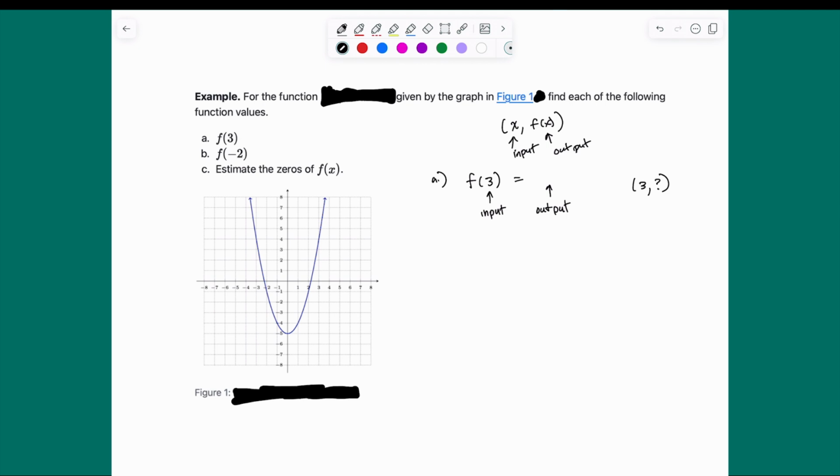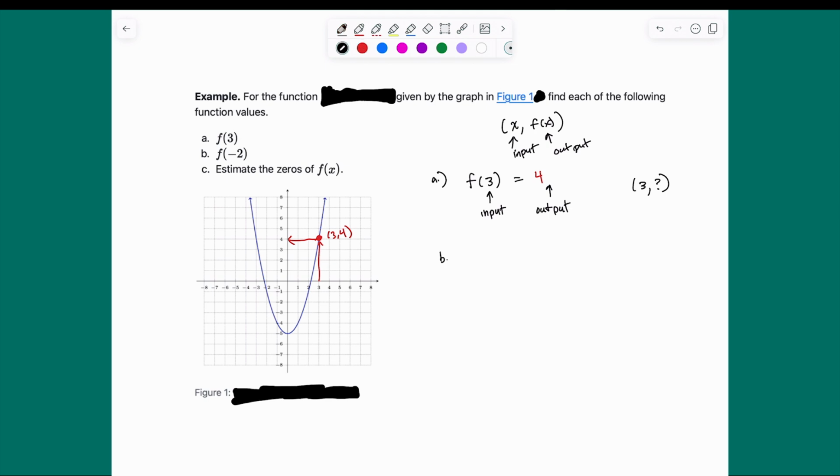coordinate would be. All right, so we'll go ahead and look for 3 on the x-axis, and then follow it to the graph. So following it to the graph, it corresponds to this value here. And then go to the left, and that's the corresponding y value. Okay, so that coordinate there would be (3, 4). In other words, we have an output of 4. When we have an x value of 3, the output is 4.